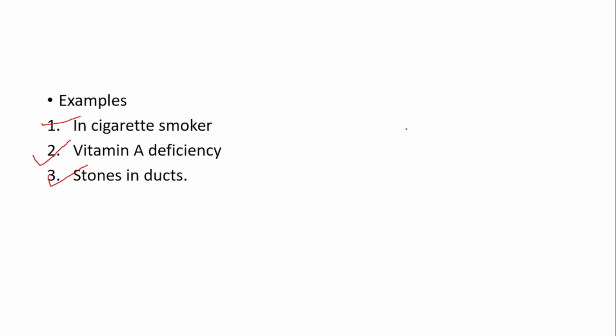So why does this metaplasia occur? This is because the tougher stratified squamous epithelium is able to survive under stress circumstances. But this metaplasia is a double-edged sword. It comes with a price.